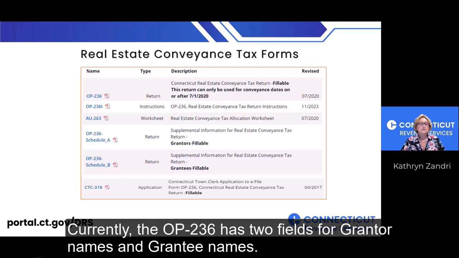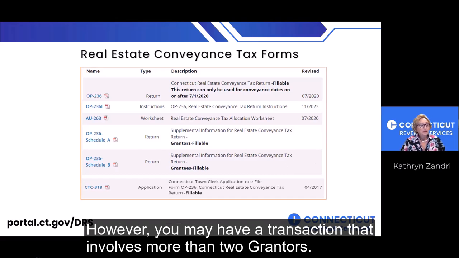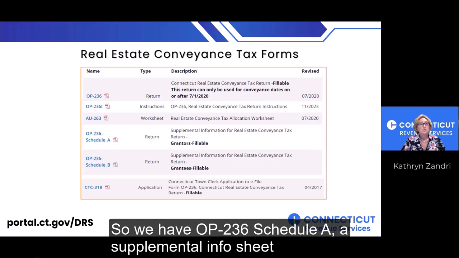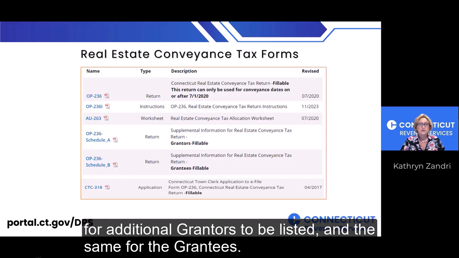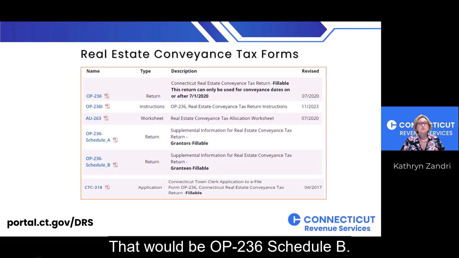Currently, the OP 236 has two fields for grantor names and grantee names. However, you may have a transaction that involves more than two grantors. So we have OP 236 Schedule A, a supplemental info sheet for additional grantors to be listed. And the same for the grantees. That would be OP 236 Schedule B.